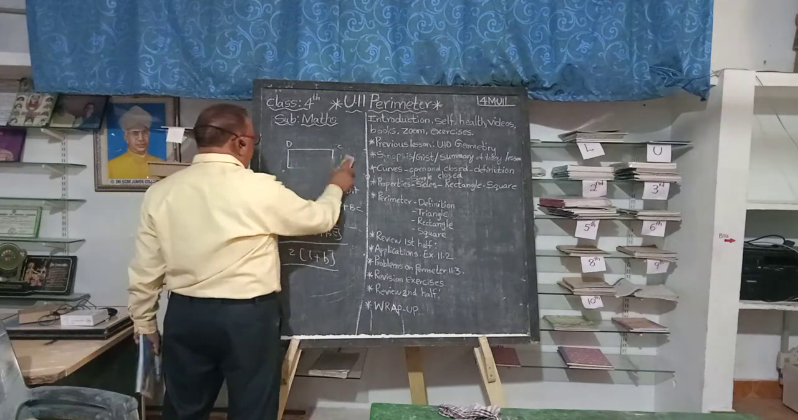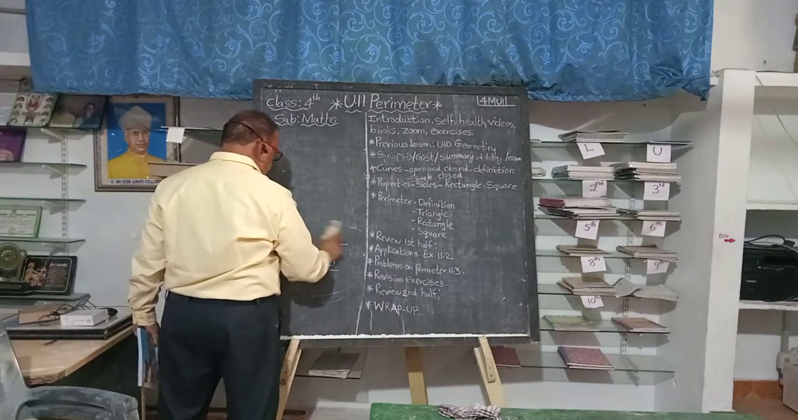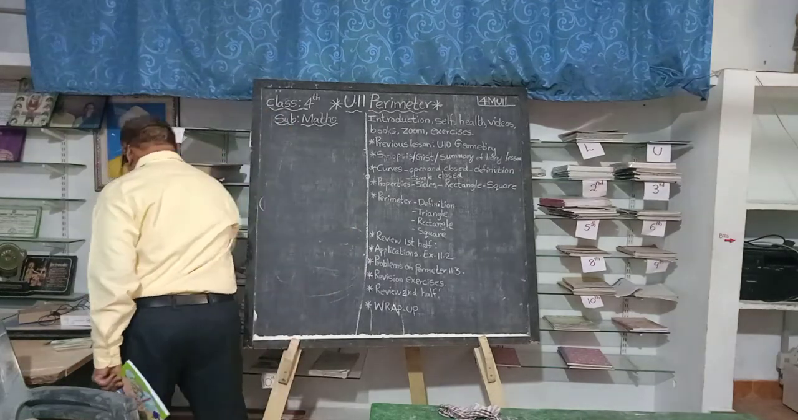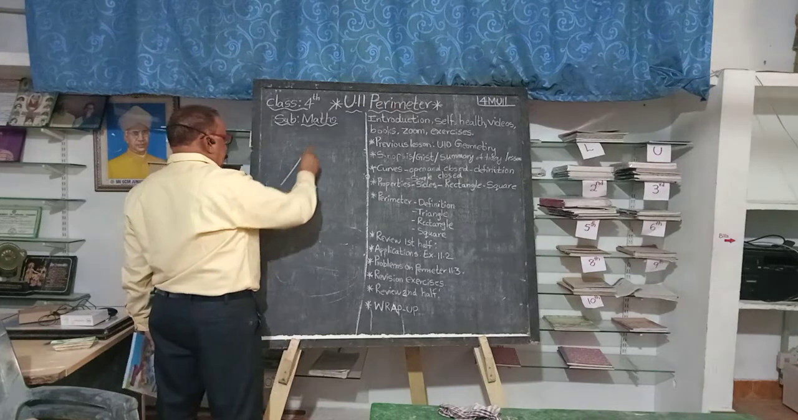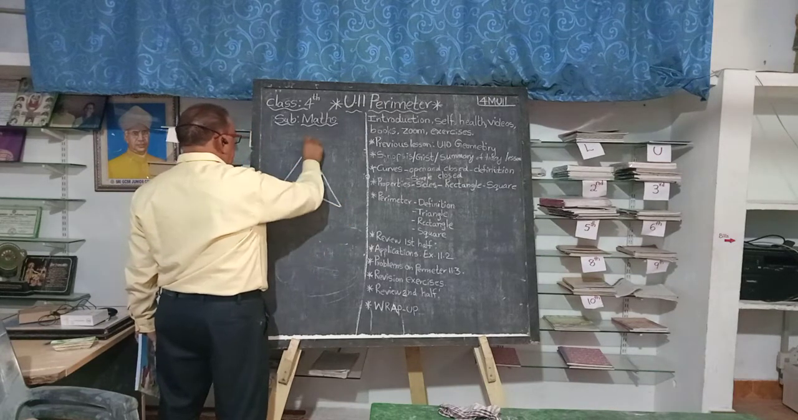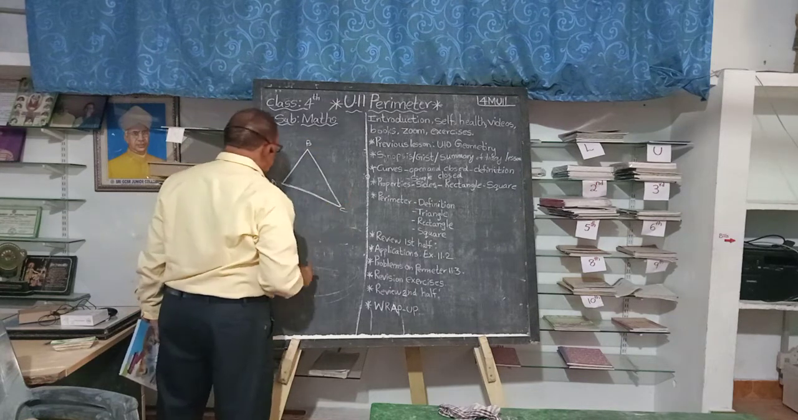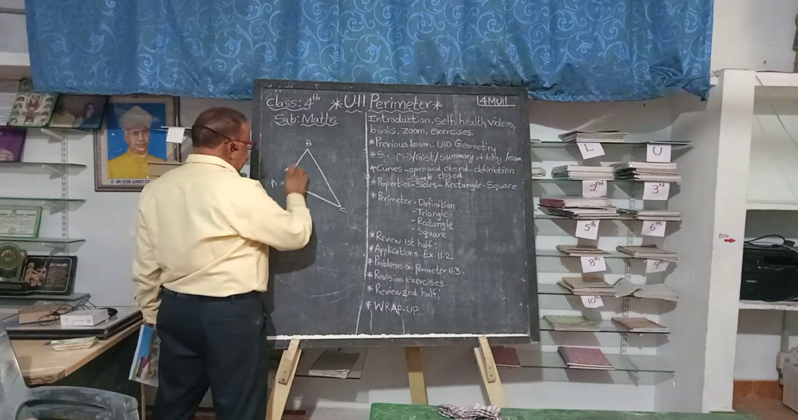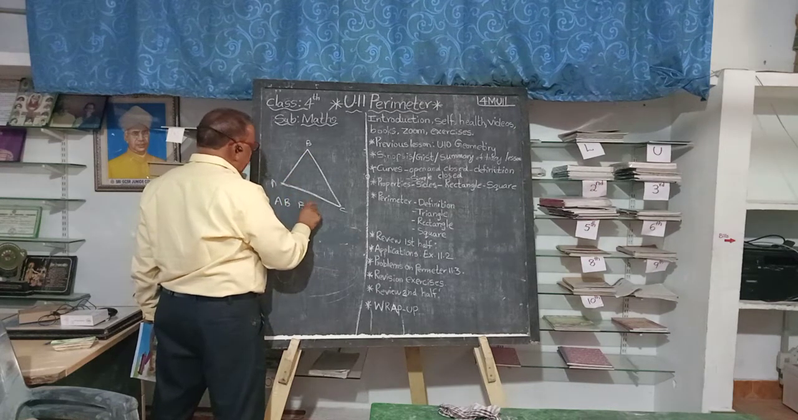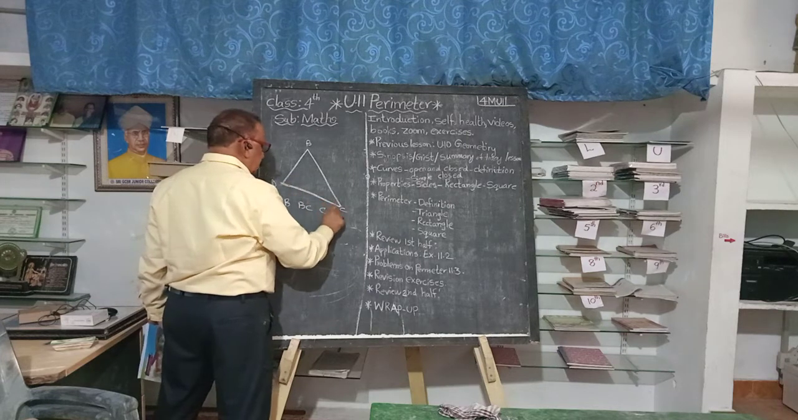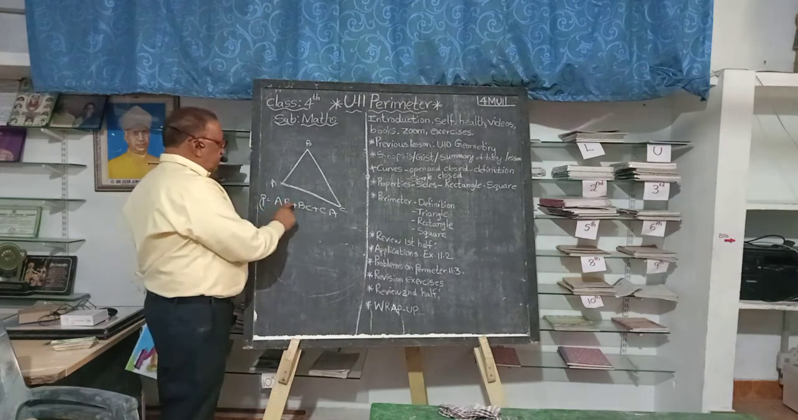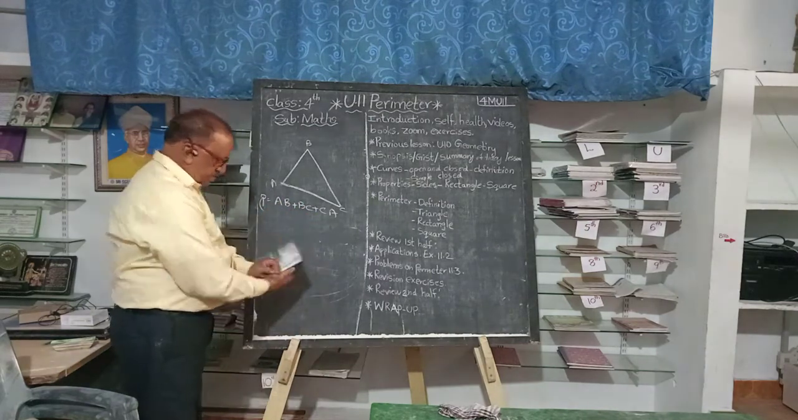Now we move on to a triangle. Let's take a triangle ABC. The perimeter of triangle ABC involves the sides AB, BC, and CA. So if we add these three sides we get the perimeter. So AB plus BC plus CA is the perimeter.